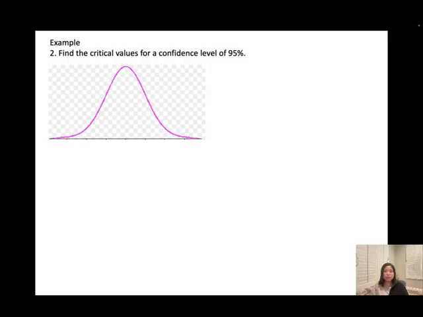Okay, another example, 95% confidence level. I want you guys to try to do it by yourself. Find the critical value for a confidence level of 95%. Okay, let's do it together. So 95% in the middle, that will be 0.95. Then figure out the area of each tail. So alpha over 2 equals 1 minus 0.95, divided by 2. You get 0.025.